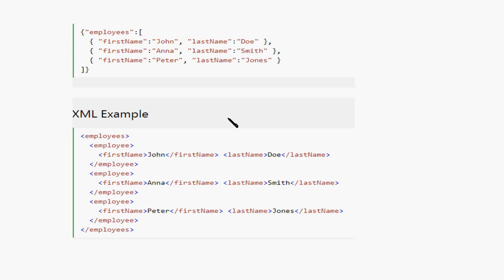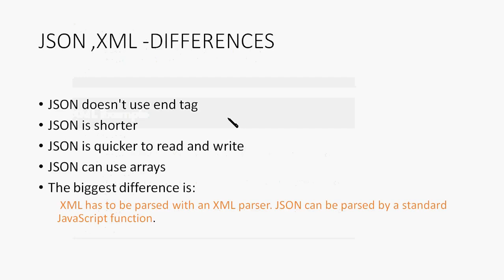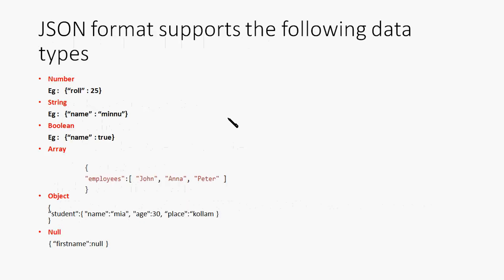This is an example that shows JSON at the top, and the corresponding XML code is shown at the bottom. You can see that JSON is more readable compared to XML. Now the differences between JSON and XML: JSON does not use any end tag. JSON is shorter and quicker, and JSON can use arrays. The biggest difference is that XML has to be parsed with an XML parser, whereas JSON can be parsed using a standard JavaScript function.